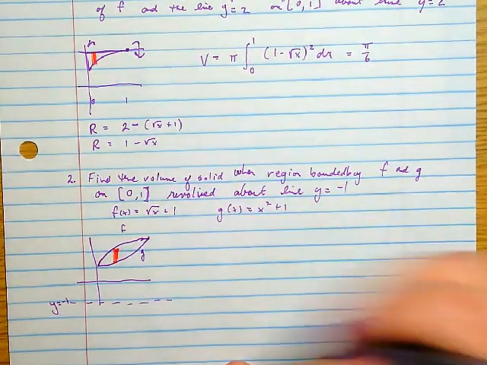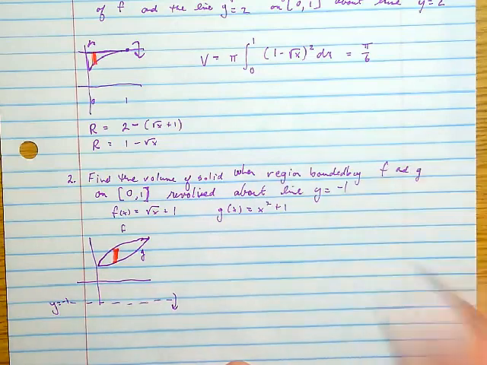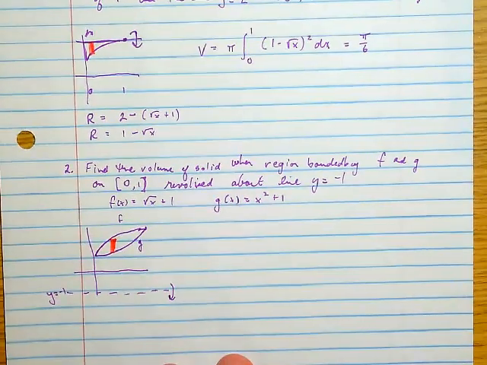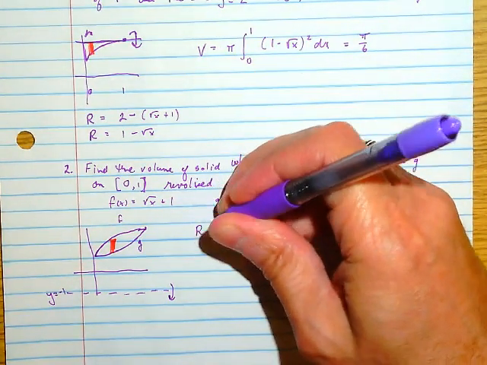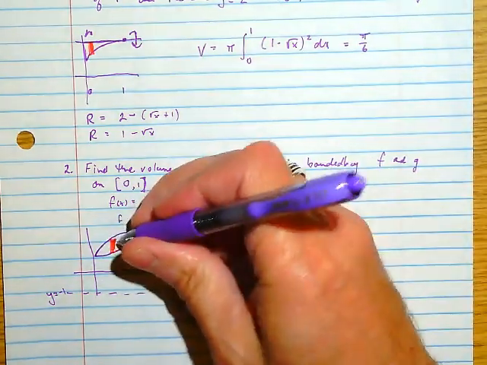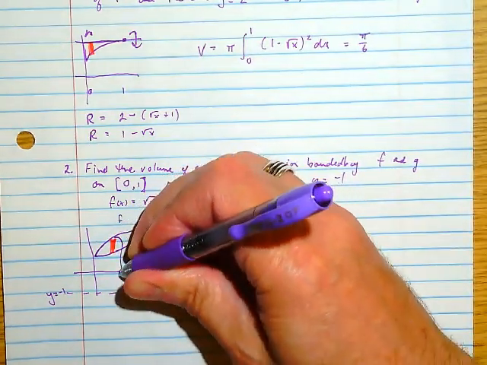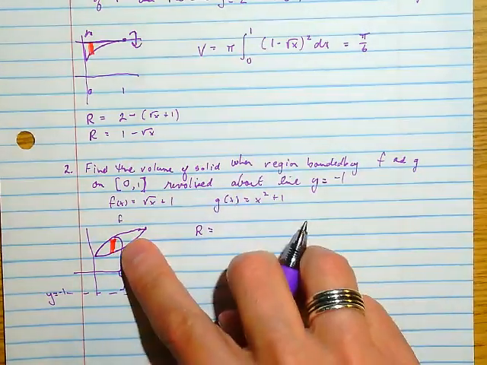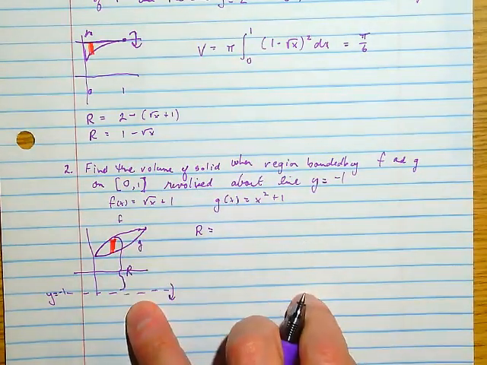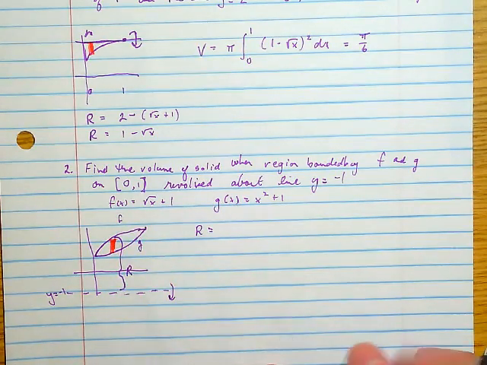But this down here is what I'm revolving it around. Y equals negative 1. So I've got F on the top, G on the bottom. You've got that. Okay, so let's figure out what R is first. R is my outside, my farthest away surface. So that's from the square root function all the way down to negative 1. Okay, so yeah, top minus bottom will prevail.